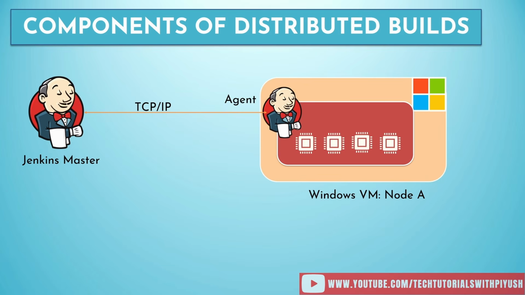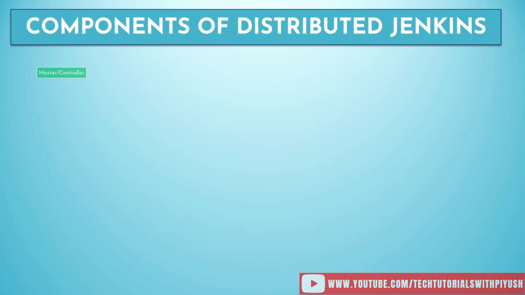Then a virtual machine or a server can have multiple CPUs or multiple cores, and each CPU can be treated as a separate executor. If it has 4 CPUs, there are 4 executors in this particular architecture, and each executor can be used to execute a particular task, and we can run 4 tasks in parallel. So these are all the components of distributed build.